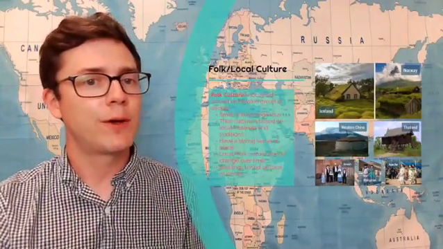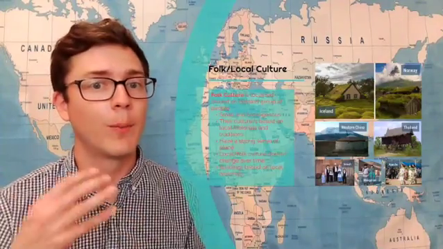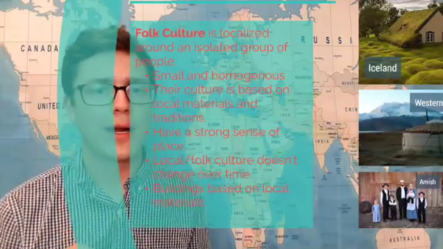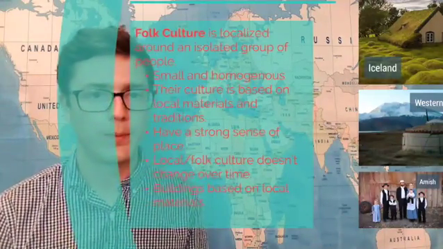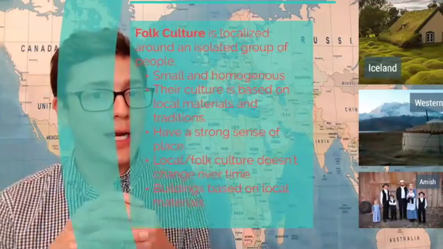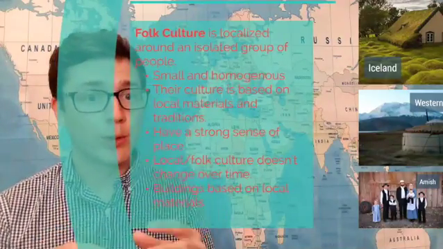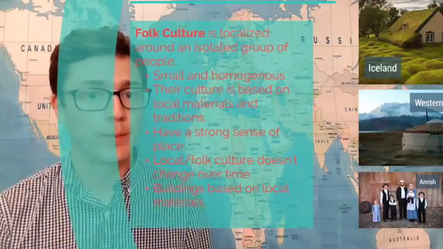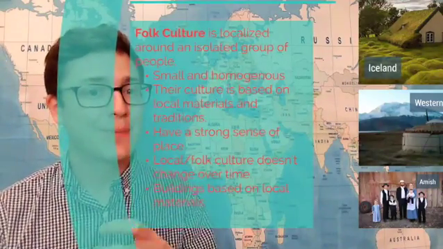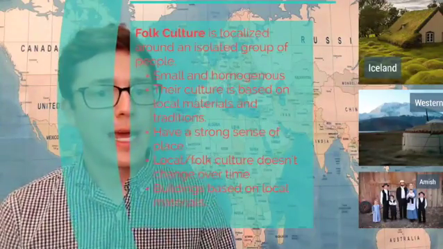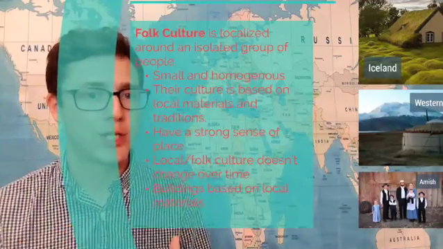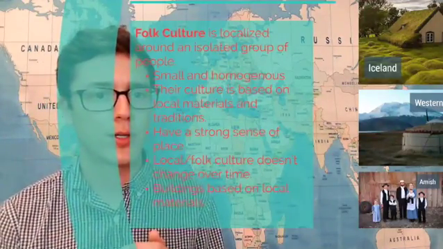So let's think about the difference between folk or local cultures from popular culture. Folk culture is localized around a small isolated group of people. It is small and homogeneous, which means it's centered around a small group of people, and those people generally have pretty much the same culture. The culture is based on local materials and traditions from a place, so it's deeply tied to that place. And you have a strong sense of place in folk cultures. You really know where you are, and you have a sense of history and tradition in these smaller cultures.